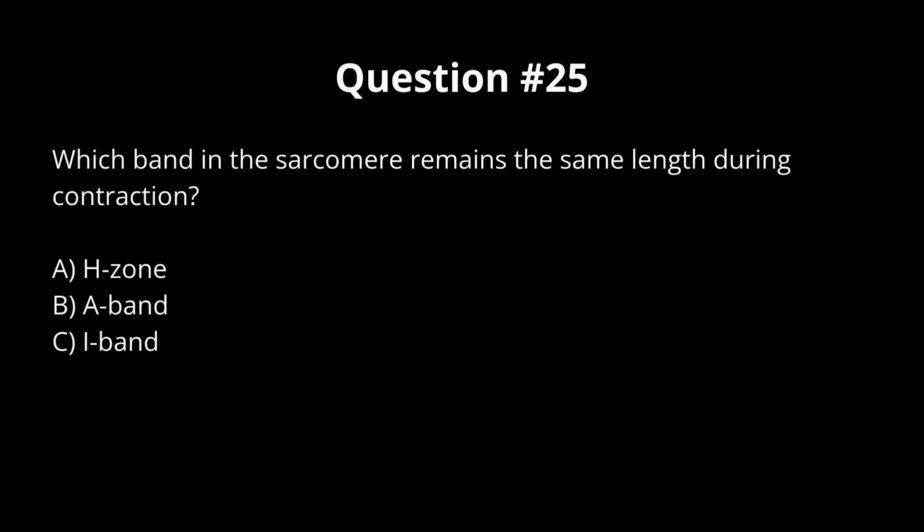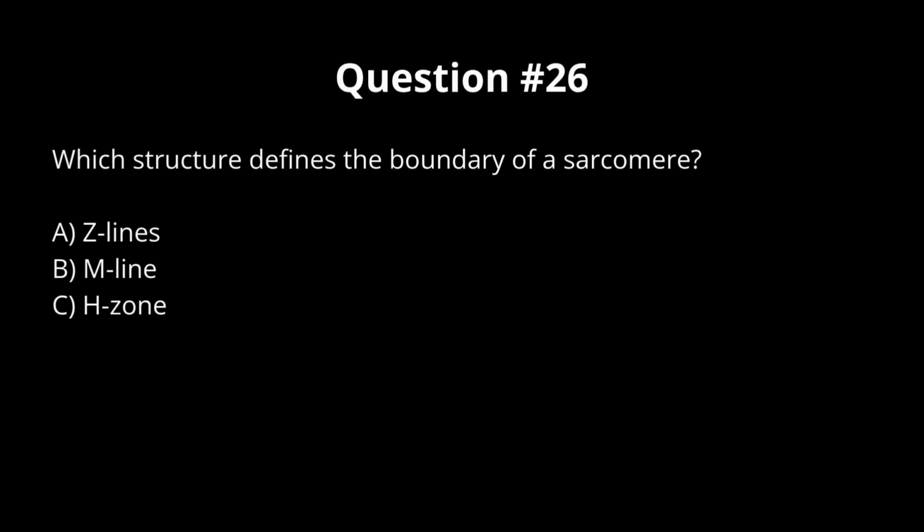Question number 25. Which band in the sarcomere remains the same length during contraction? A. H zone. B. A band. C. I band. The correct answer is B. The A band, which represents the length of the thick filament, stays constant during contraction, while the I band and H zone shrink.